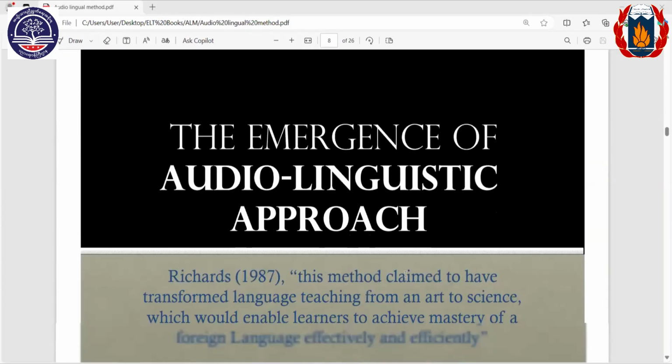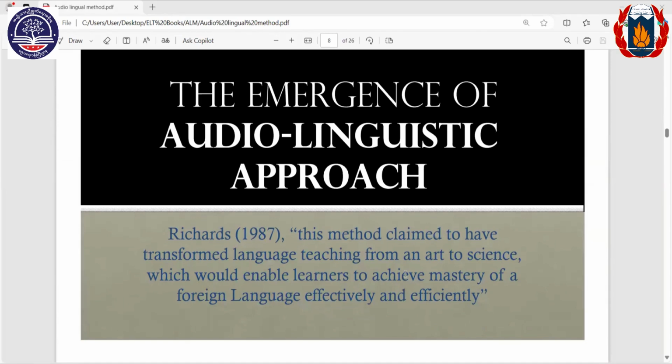Next one, emergence of the audio linguistic approach. The next thing is, Richards claimed that this is a kind of transforming the language teaching from an art to science for the student, to achieve the mastery of a foreign language effectively and efficiently. So here, the concept, transforming the language teaching from an art to science.